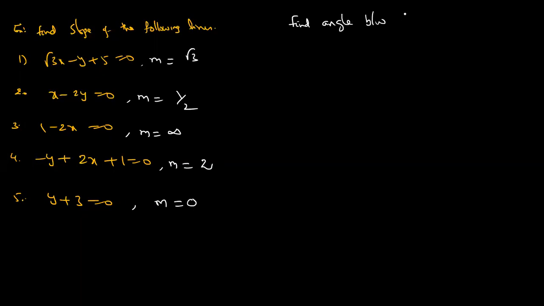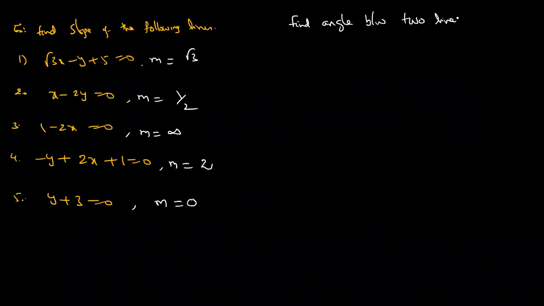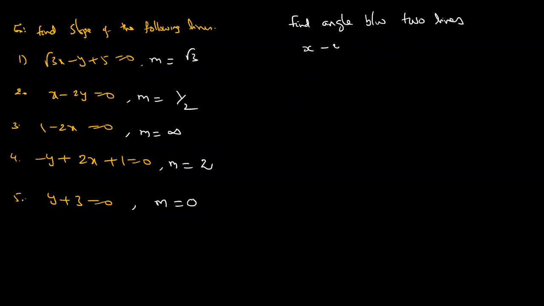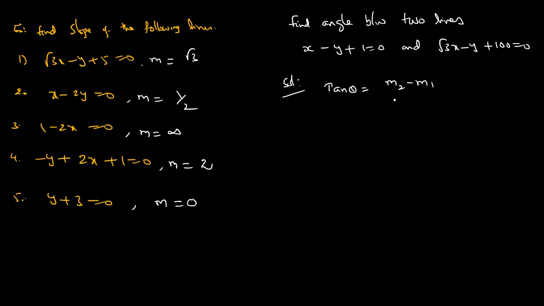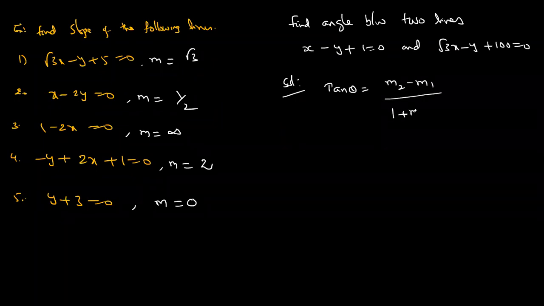Find the angle between two lines. I'm choosing an easy question. Say x minus y plus 1 is equal to 0, and another one is root 3x minus y plus 100 is equal to 0. What is the procedure? Anyone? First of all, what is the formula for the angle between these two lines? Tell me. Tan theta is equal to m2 minus m1 by 1 plus m1 m2.